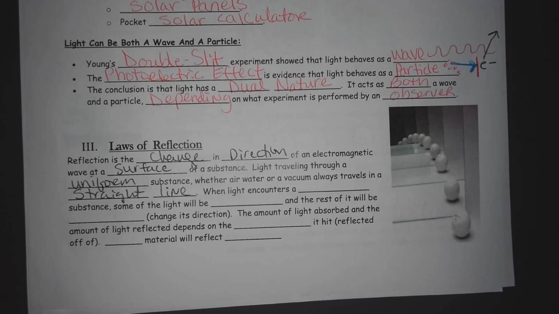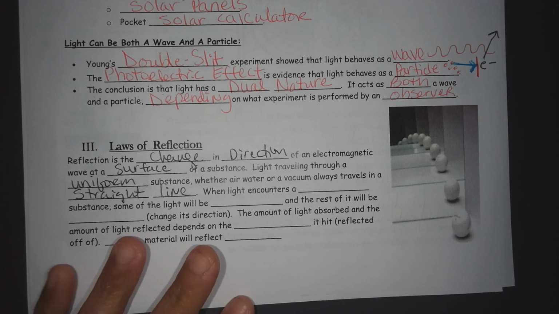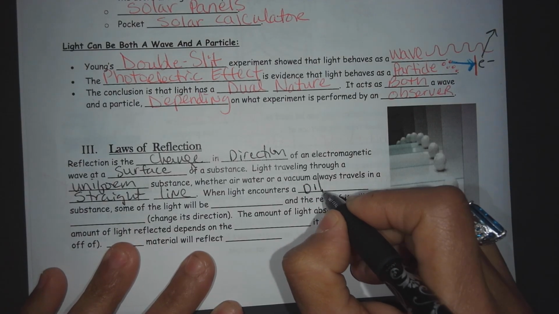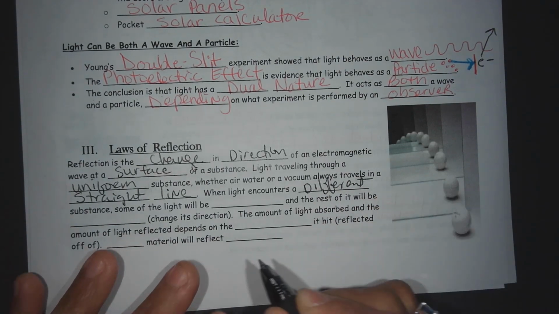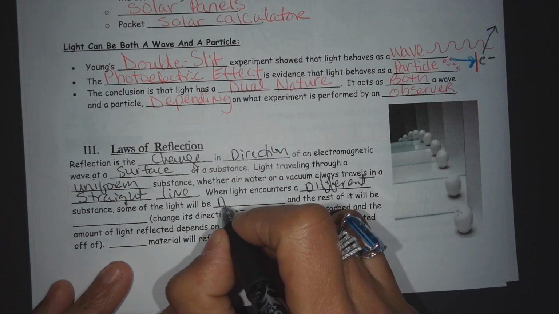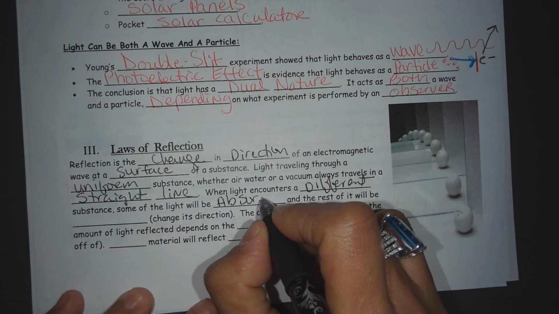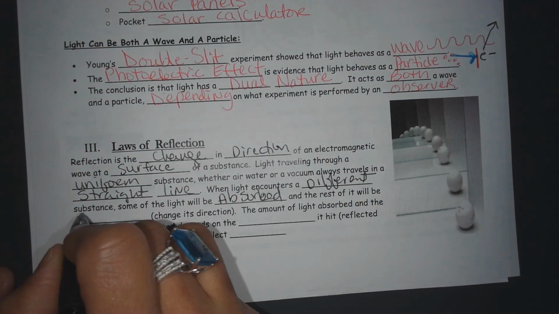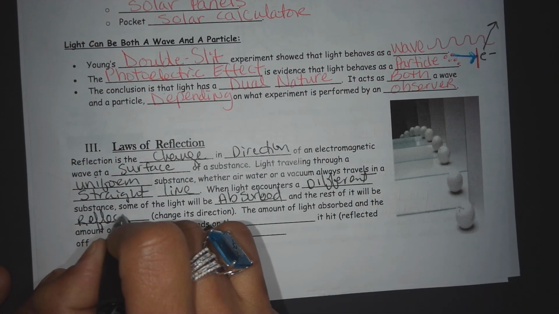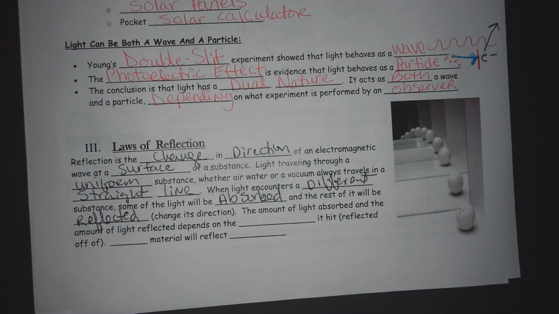Because we know that light will always travel in a straight line, when it encounters a different substance, some of that light is going to be absorbed. Some of it will be reflected. Whether you believe it or not, you looked at a mirror this morning, more than likely, and saw your reflection. But not only was the light reflected, some of the light was actually absorbed by that mirror.